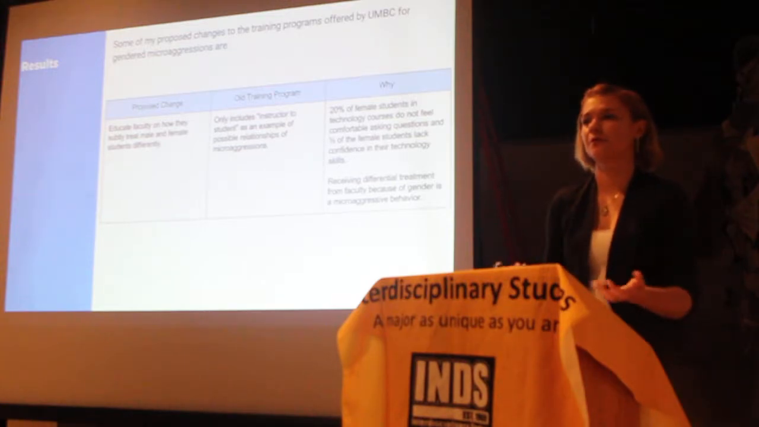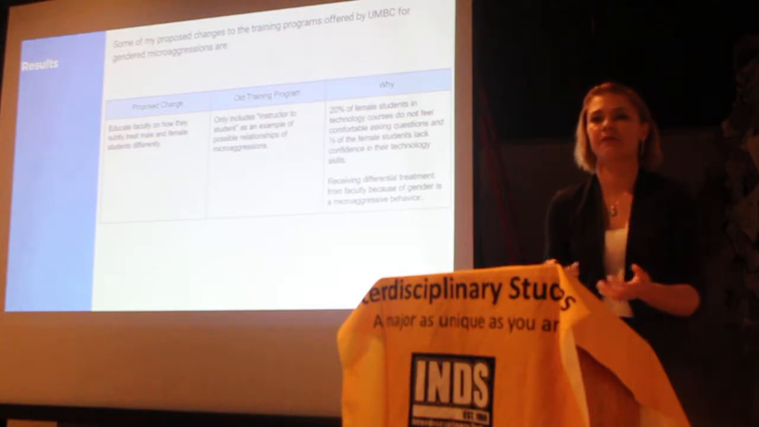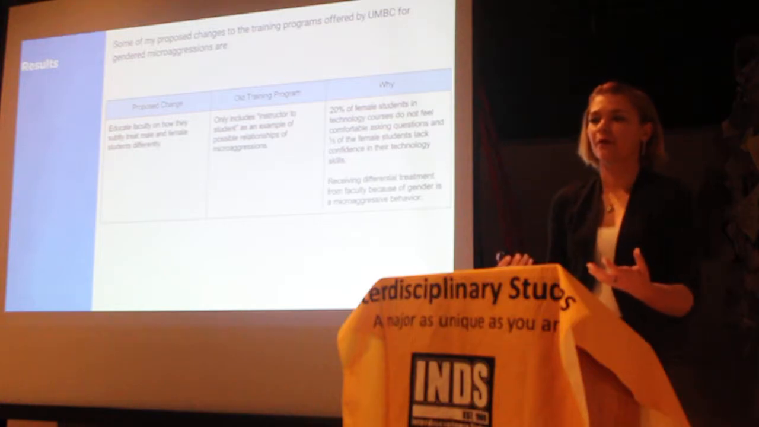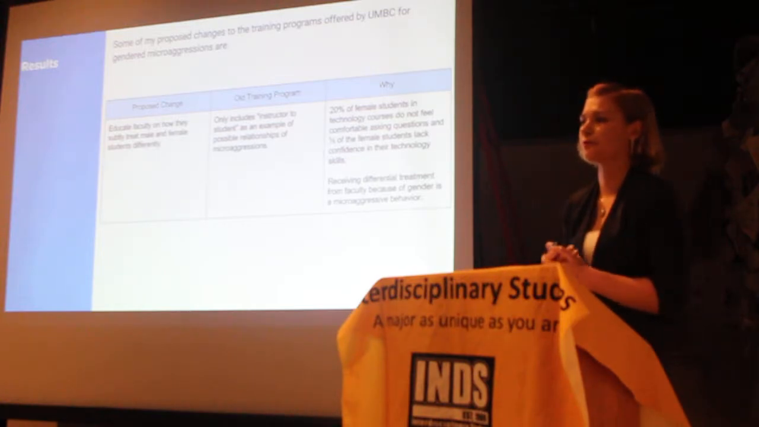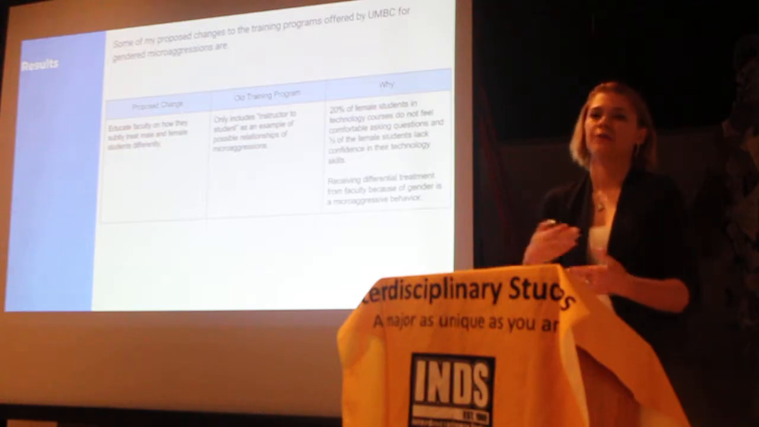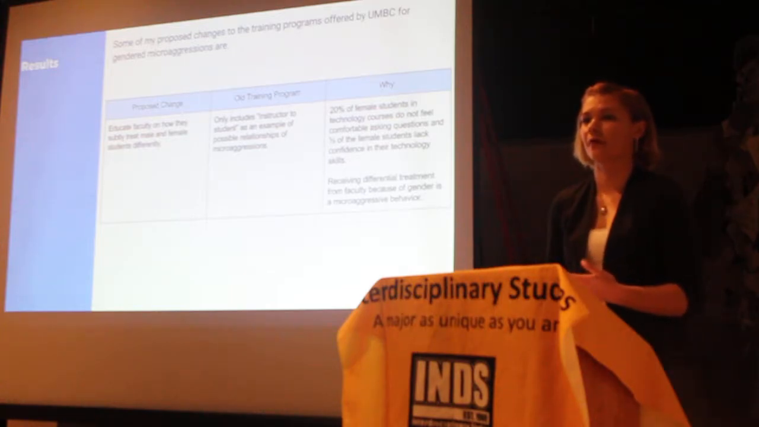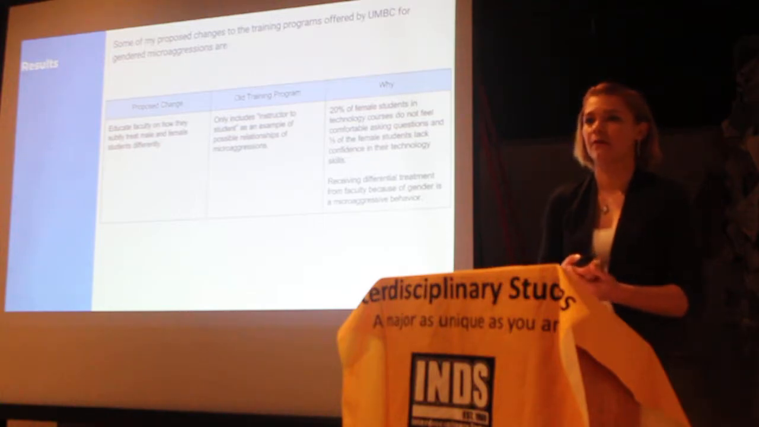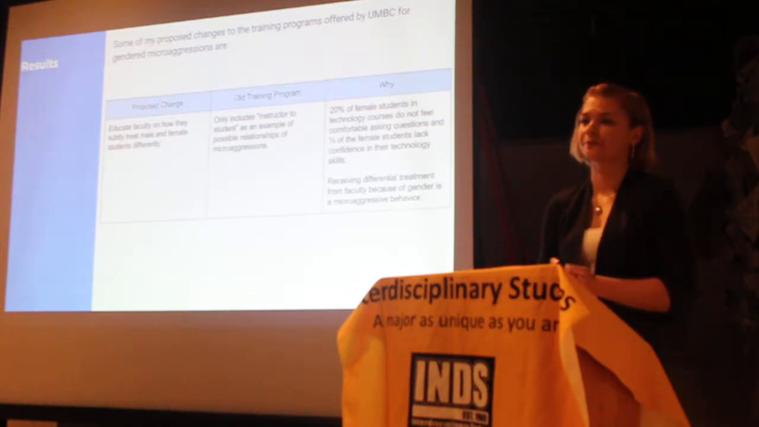An example of this could be calling on a majority of male students whenever students of both genders are raising their hand. The old training program only included instructor to student as an example of a possible microaggressive relationship. It did not give any examples on how the instructor might be doing this to the student, so whenever faculty and staff took the training program, they were not completely sure or aware of what an example of this might be and if they were actually doing it themselves.